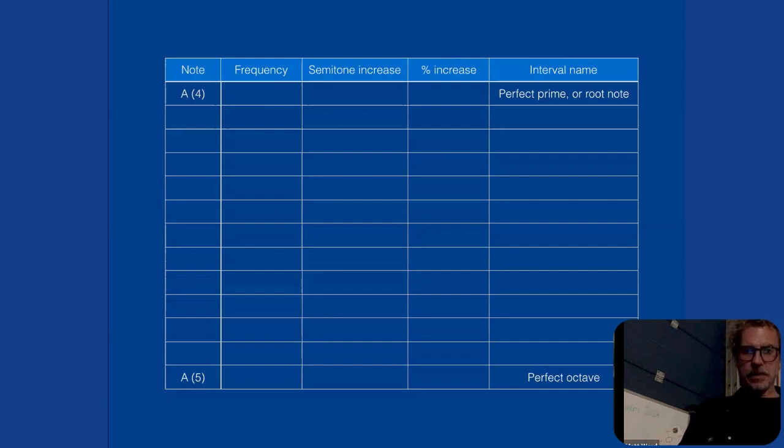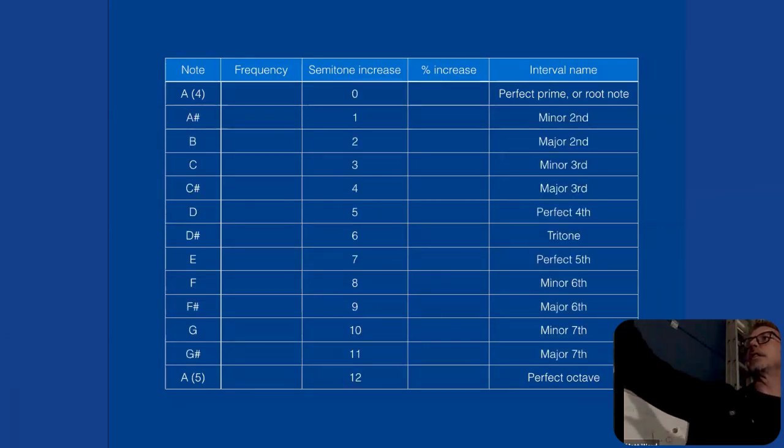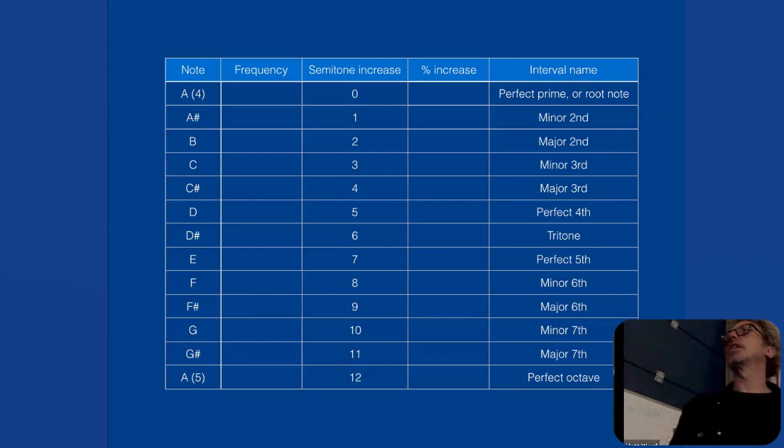So we're going to have a look at each of these notes here, and the number of the semitone increases for each note. It goes A to A sharp, B, C, C sharp, down until it reaches the A at the bottom of the full octave there. And what I've listed on the right-hand side is the names of the intervals between the notes.